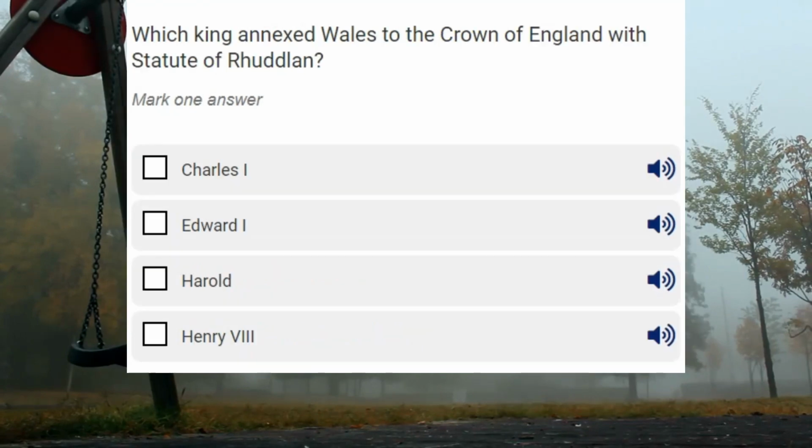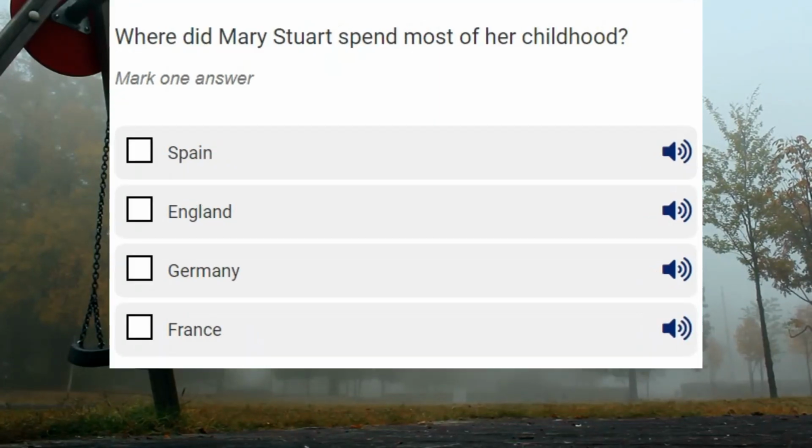Which king annexed Wales to the Crown of England with the Statute of Rhuddlan? Charles I, Edward I, Harold, Henry VIII. Correct answer: Edward I. Where did Mary Stuart spend most of her childhood? Spain, England, Germany, France. Correct answer: France.